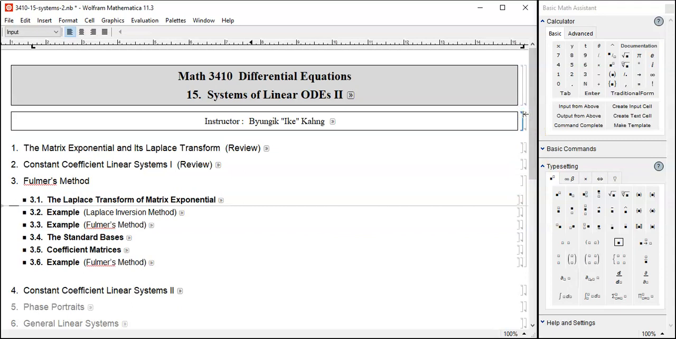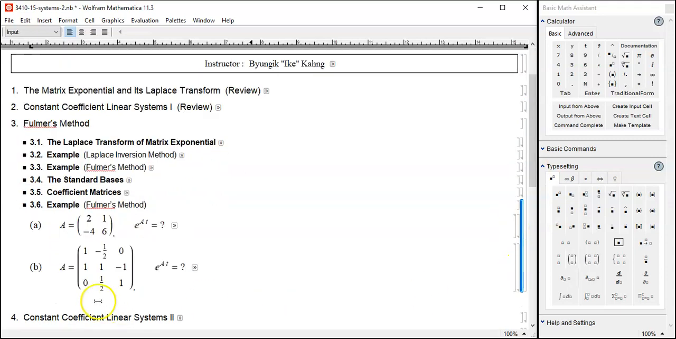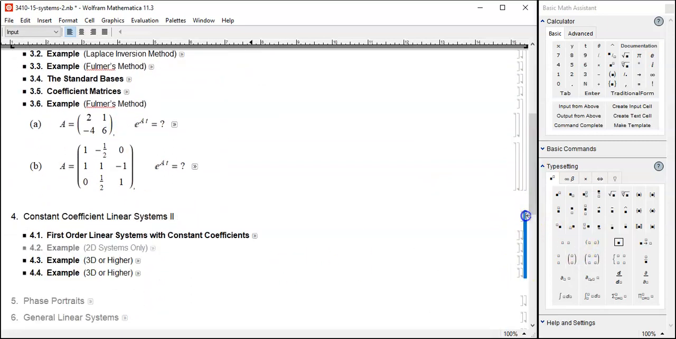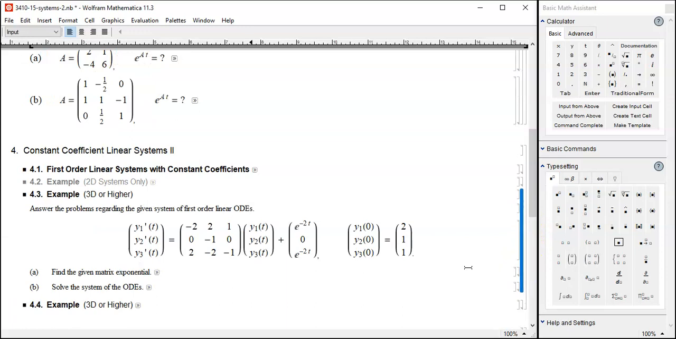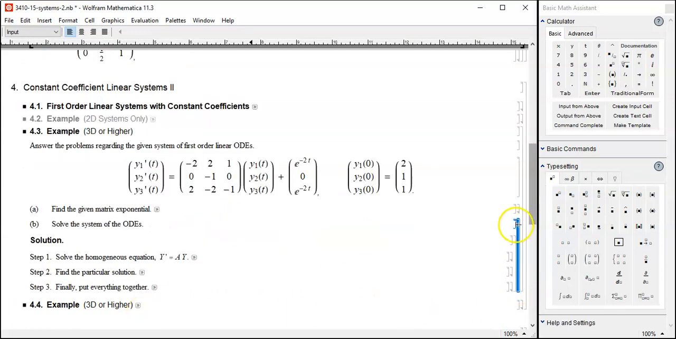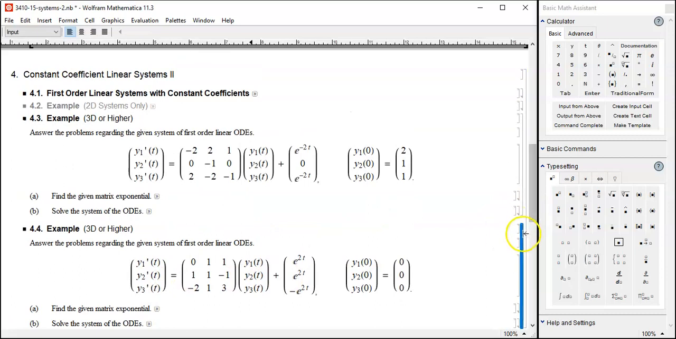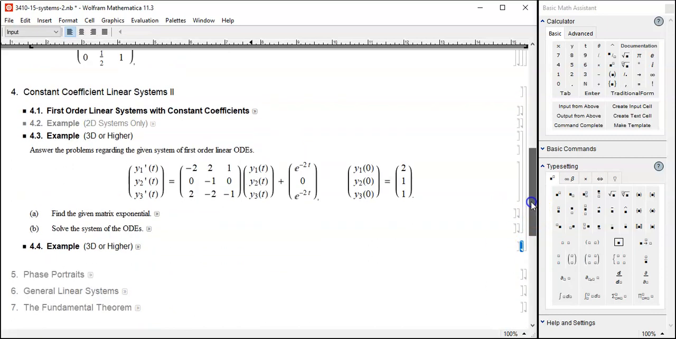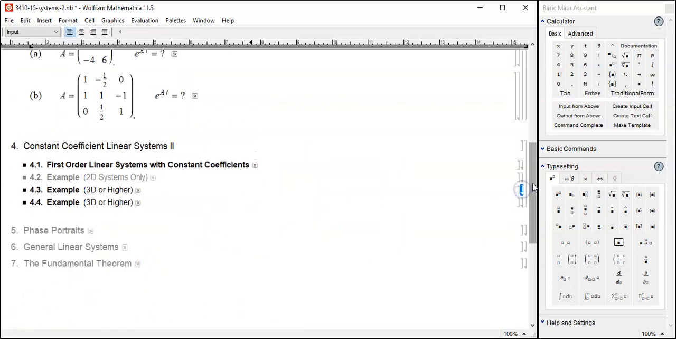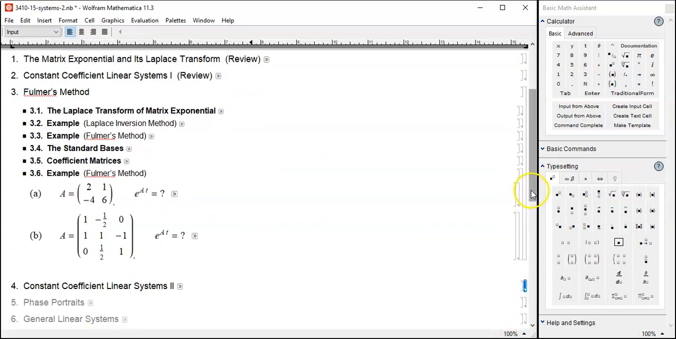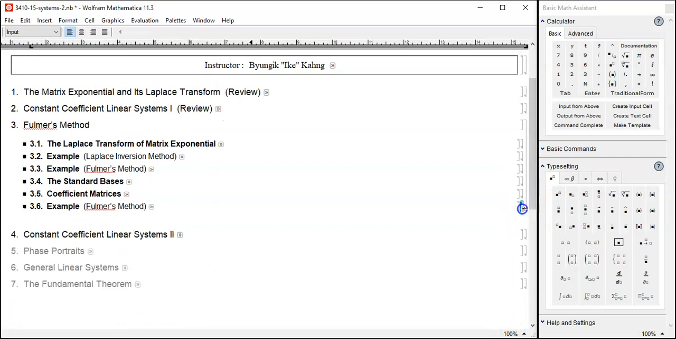So we're going to be using Fulmer's method for higher order. And then if I go to section 4, there are some higher order problems like this kind of matrix. And how do we get the matrix exponentials of all those? Finding inverse matrices for those is too complicated. So we're going to end up with Fulmer's method.